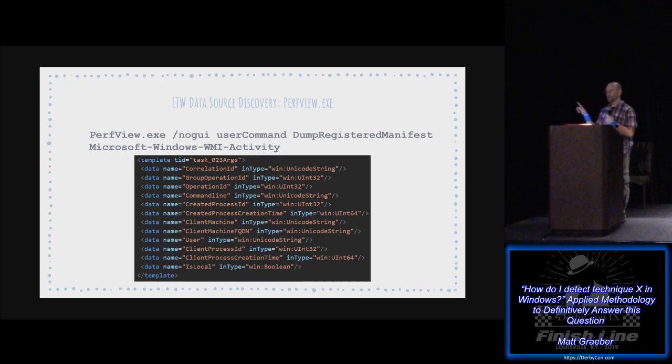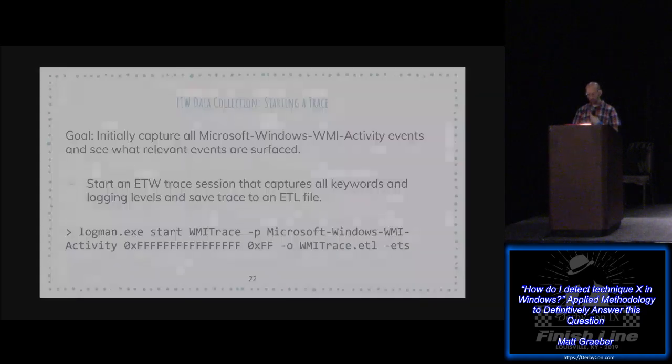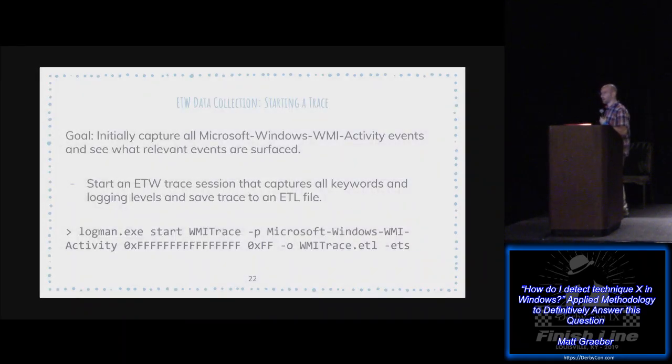And the thing I find most valuable sometimes is you see that template ID there at the top. It says task underscore 023 args. So 023 refers to the event ID in this case. Sometimes these schemas will have really nice names applied to them. Okay? In this case, it didn't. So we're going to have to dive into the code to actually verify what this event actually corresponds to. But this looks kind of cool, potentially, this event ID 23, right?